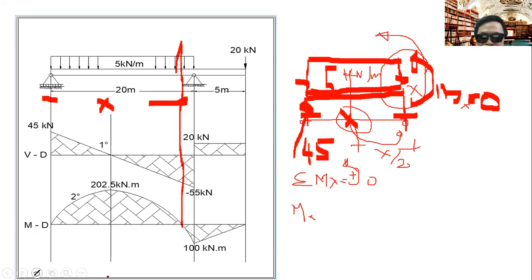Okay? So you have your moment. What else? 5. Itong 5. Anong resultant dito is 5x. Okay? So it's positive kasi counterclockwise based from our convention. So it's 5x. Distance is x over 2. Okay? What else?